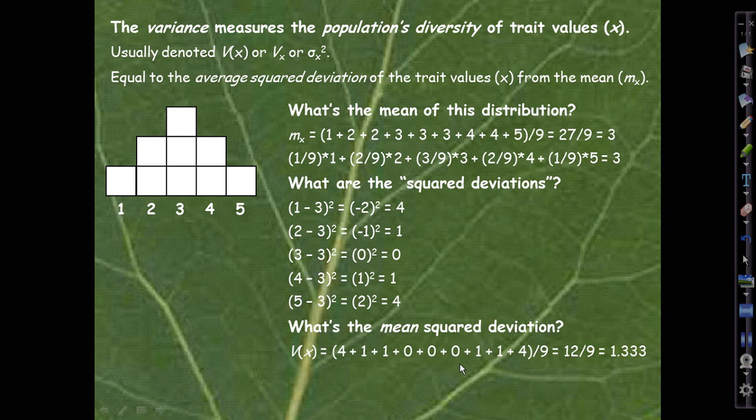The mean squared deviation is just all those 9 squared deviations added up and divided by 9. 12 over 9 it is, which is 1 1/3. Or we can do it the same way as the fractions of the sample that have a given value. 2/9 are 4, 4/9 are 1, 3/9 are 0. That's 12 over 9 again, 4/3, which is 1 1/3.